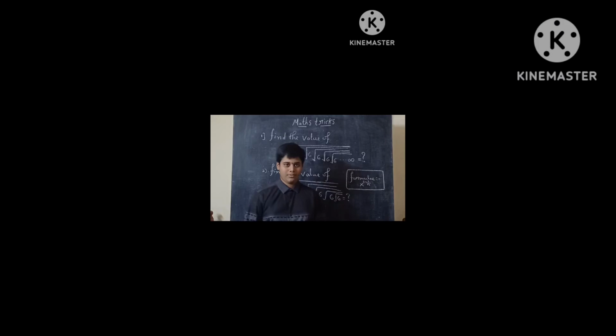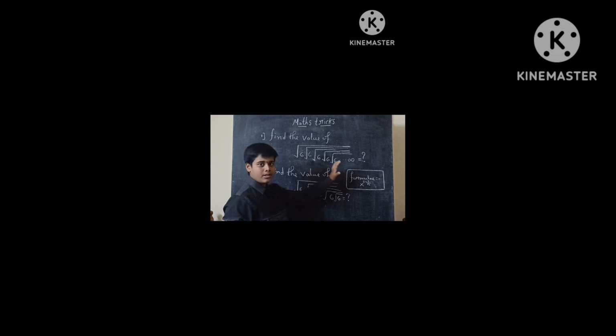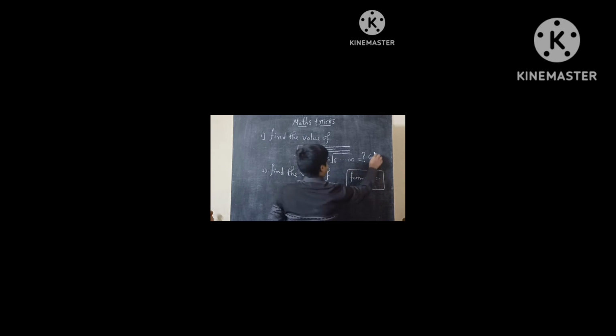Okay. So friends, in competitive exams like these questions, they will ask in IMO or Maths Olympiads. If you see, find the value of this expression, infinity times. If they ask like this, up to infinity times, simply we have to write the answer as the number present in the square root. Here 6 is the number present in the square root. So the answer of this expression is 6.